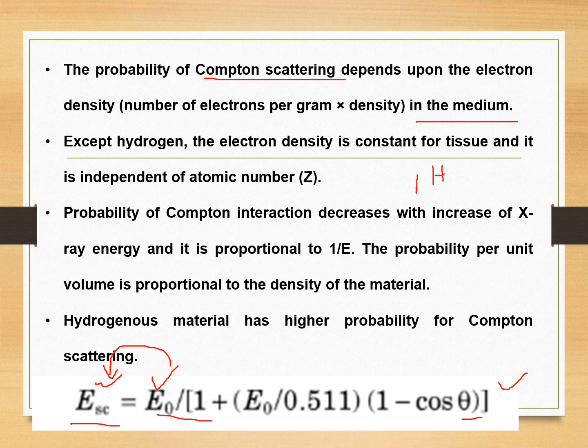Hydrogen is 1H1, that's why it is constant for the tissues and it is independent of the atomic number except for the hydrogen atom. Am I clear? So the probability of Compton interaction decreases with X-ray energy and it is proportional to 1 by E. The probability per unit volume is proportional to the density of the material.